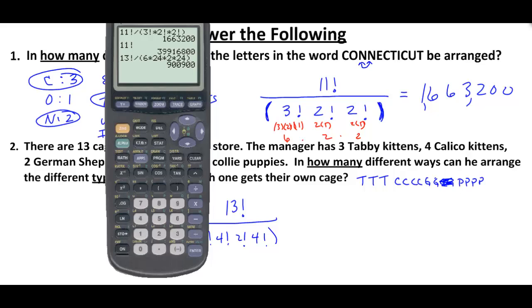So this answer comes out to be 900,900. That's how many different ways I can rearrange the types of animals at this pet store.